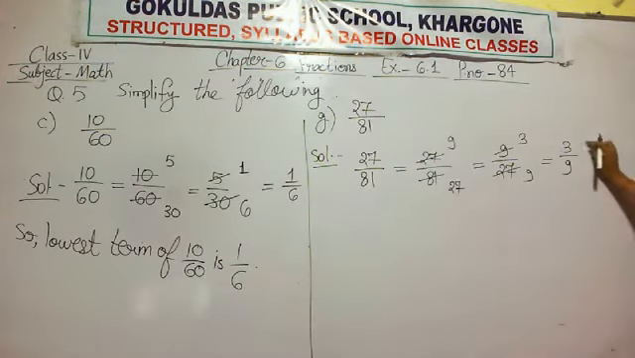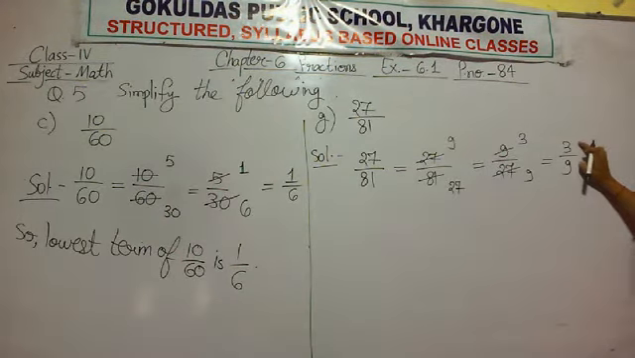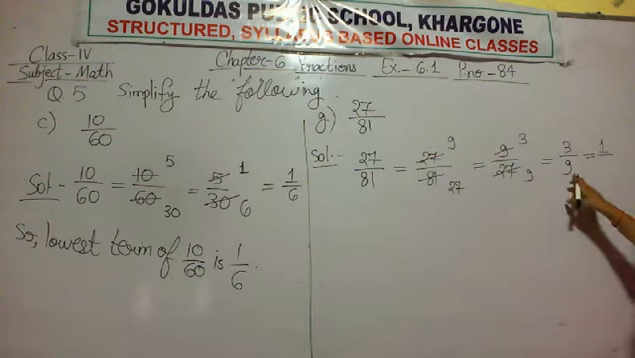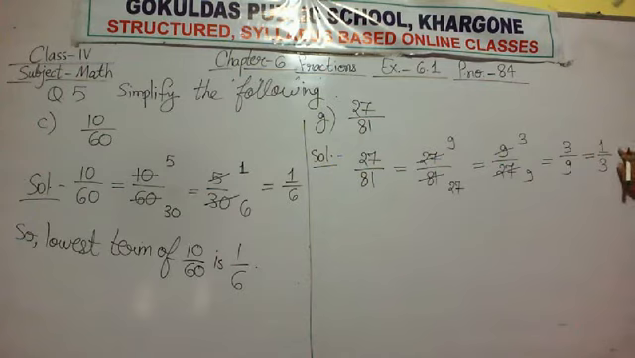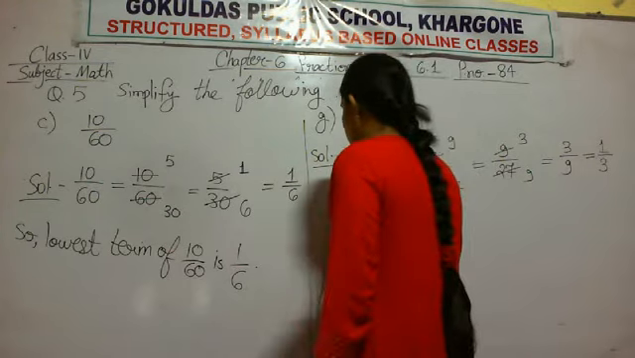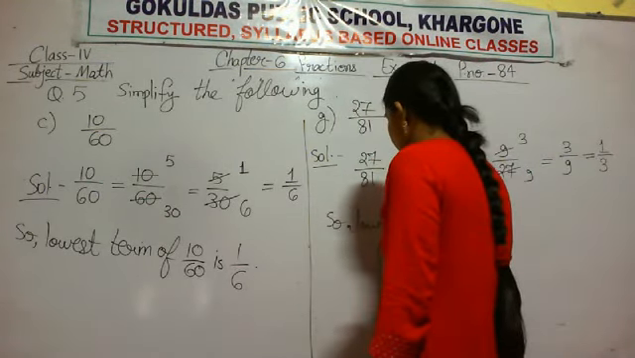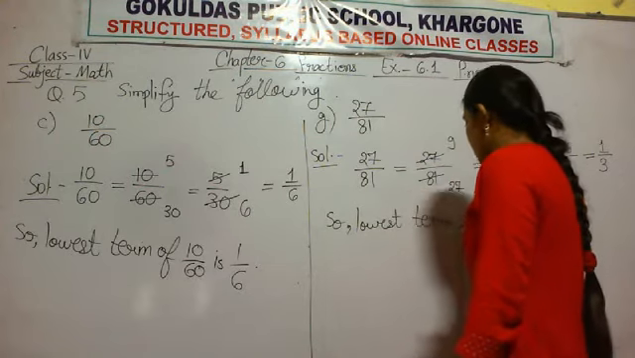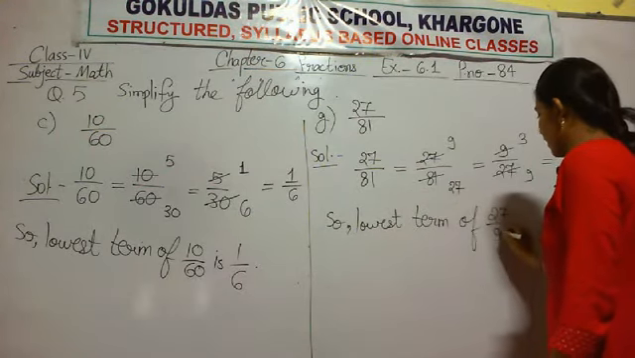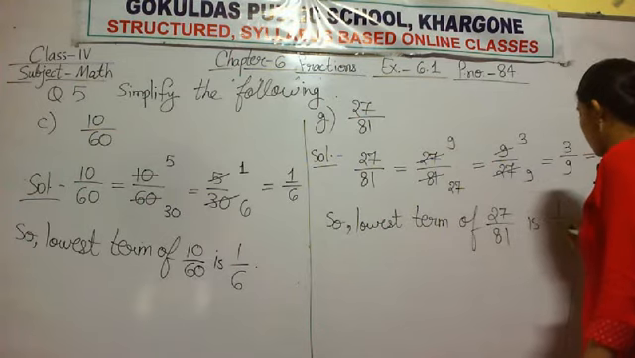3 is an odd number, 9 is an odd number. Both are odd numbers, both are divisible by number 3. So I am dividing both the numbers by 3. If I divide 3 by 3, my result is 1. If I divide 9 by 3, my result is 3. Now 1 upon 3 is the reduced form or lowest term. So the lowest term of 27 upon 81 is 1 upon 3.